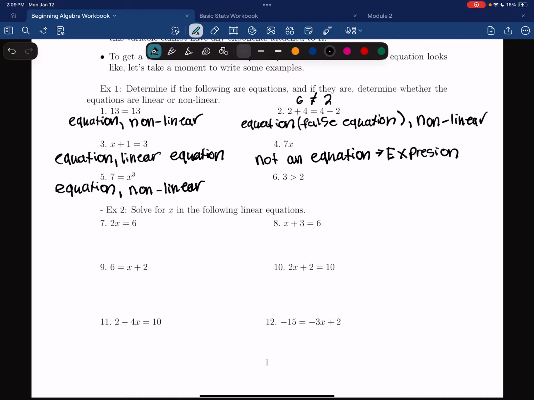And then looking at example 6, I encourage you to pause the video and see if you can try this one on your own. And assuming you have given it a go, let's go through it. So we have 3 is greater than 2. Is there an equal sign here? There is not. So this is not an equation.